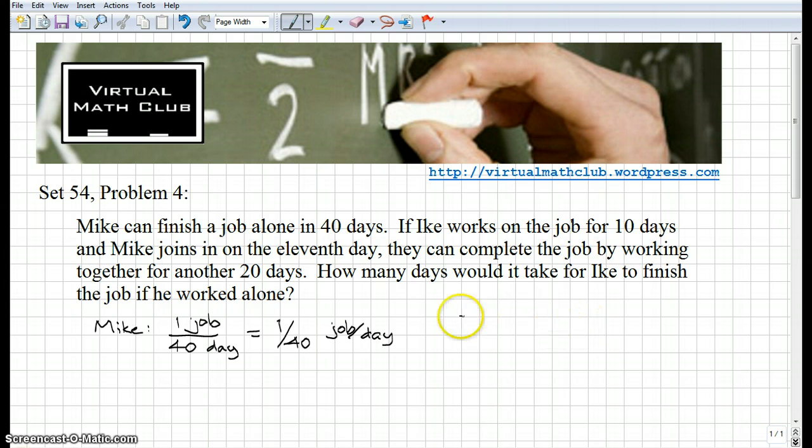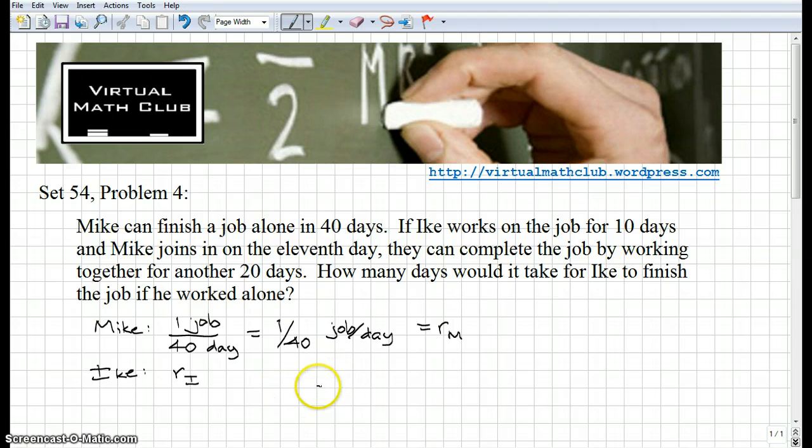All right, so I'm going to assign a couple of variables. Mike's rate, I'm going to call RM, and Ike's rate, I'm going to call RI, which is essentially what we're trying to find. Only we're actually looking for how long it takes him to finish a whole job. But anyway, if we find Ike's rate, then we can find how many days it takes him to finish a job. Okay, so let's put this together.